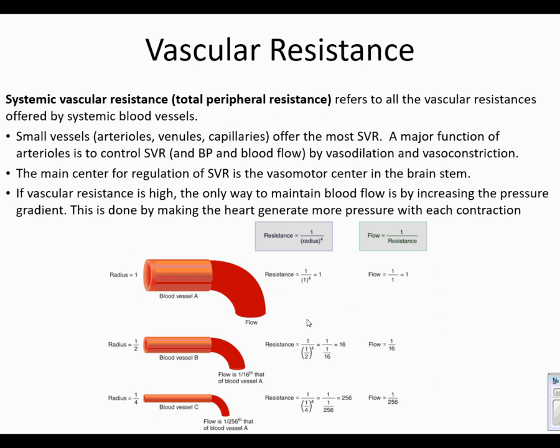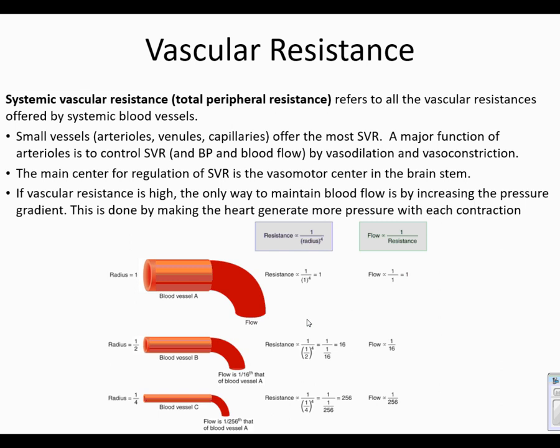Our total vascular resistance by all of our systemic blood vessels is defined as systemic vascular resistance, or just TPR, total peripheral resistance. As I mentioned, the smaller vessels, especially arterioles, but also your venules and capillaries, offer the most SVR. Our arterioles, like I said, are called resistance vessels. They have a major function to control SVR, which also influences, as we'll see, blood pressure and blood flow.